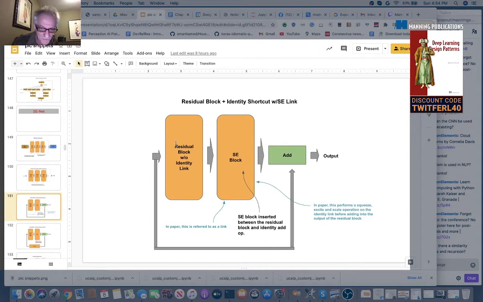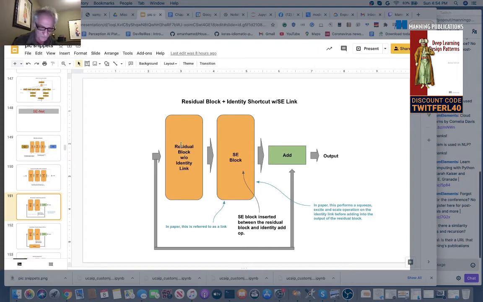So assume this residual block is that original residual block we're talking about, but without the identity link. So if we were talking about the bottleneck one, the 1 by 3 by 1, we got that output. But instead of that output going straight to the matrix add, with the input of course being added to it, we insert a step in between. And that's called the SE block.